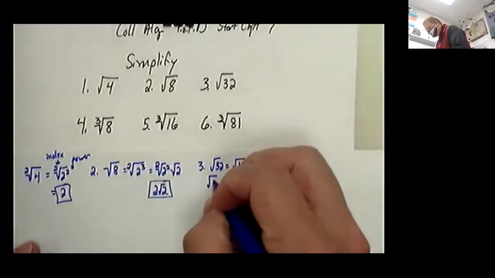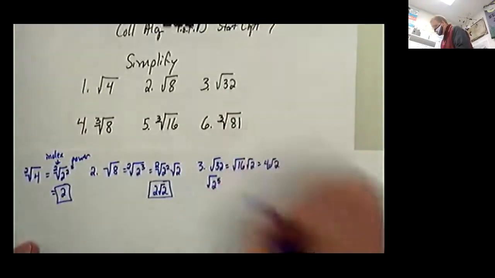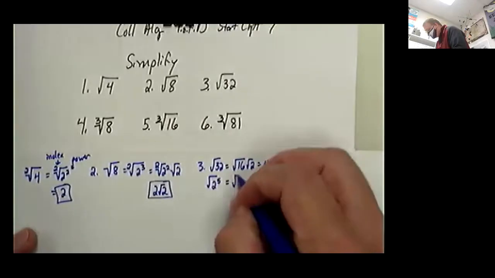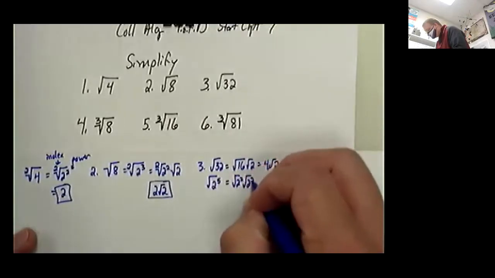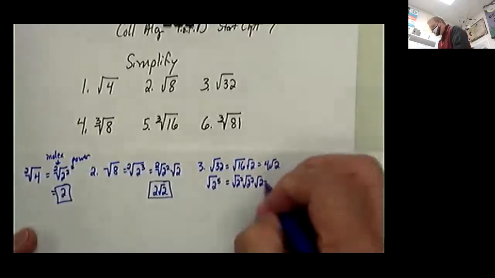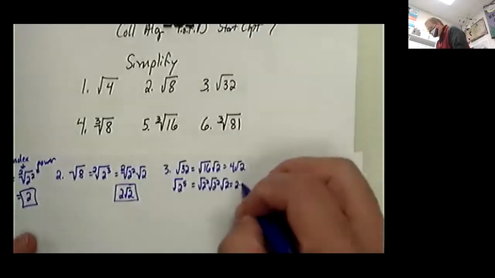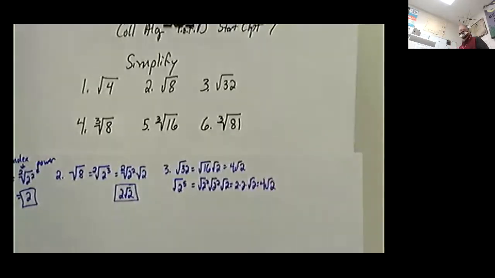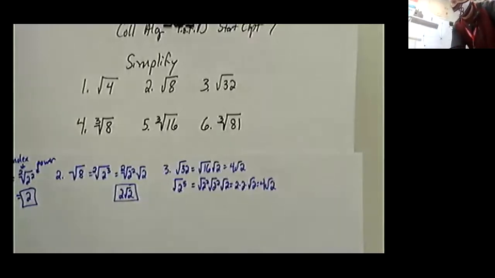And that is to say root 32 is actually the square root of 2 to the 5th power. And then every power of 2 comes out. So the square root of 2 squared comes out, the square root of 2 squared comes out, and we are left with 1 square root of 2. And that's 2 times 2 times root 2, which is 4 root 2. And again, you can shorten that process by skipping some of those steps, that would be fine. But that's the process of how that works.